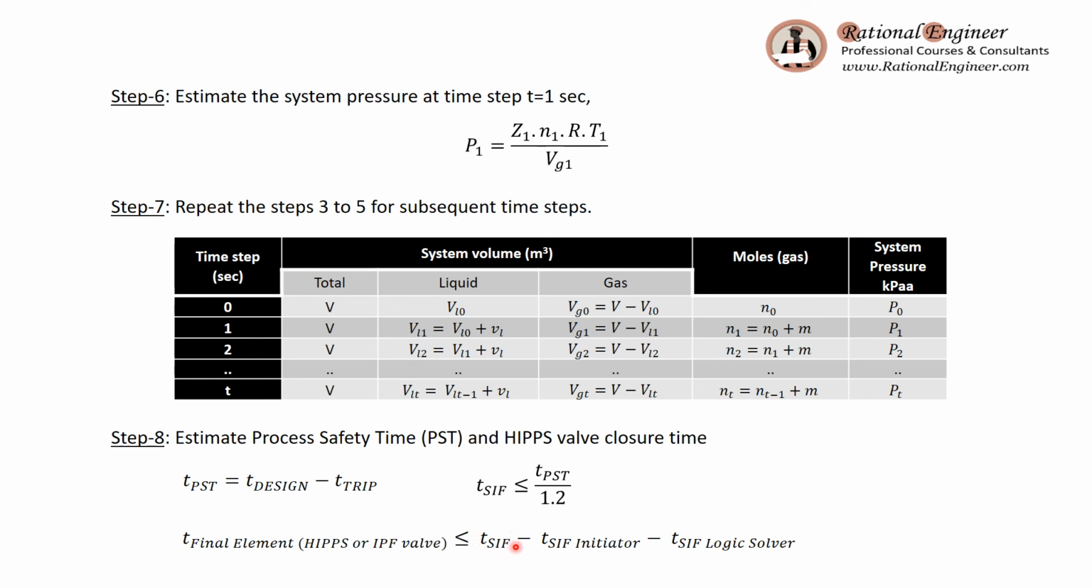So your shutdown valve should close faster than this estimated closing time of the valve, which is our ultimate goal, so that this barrier is effective.